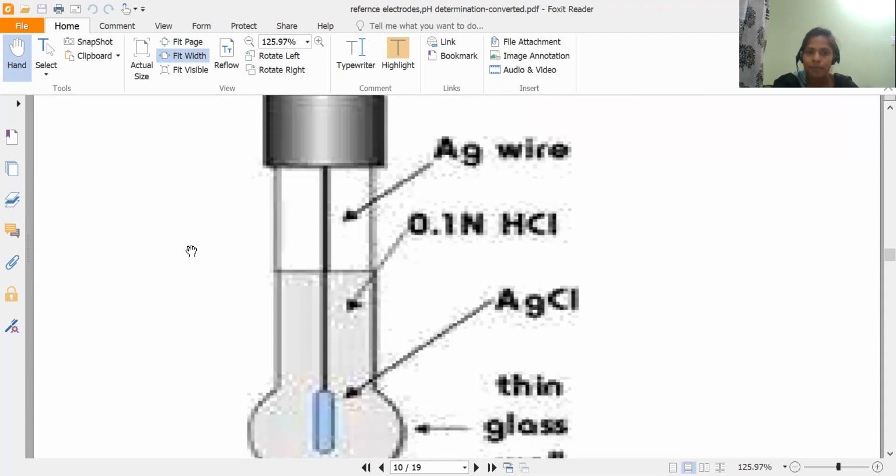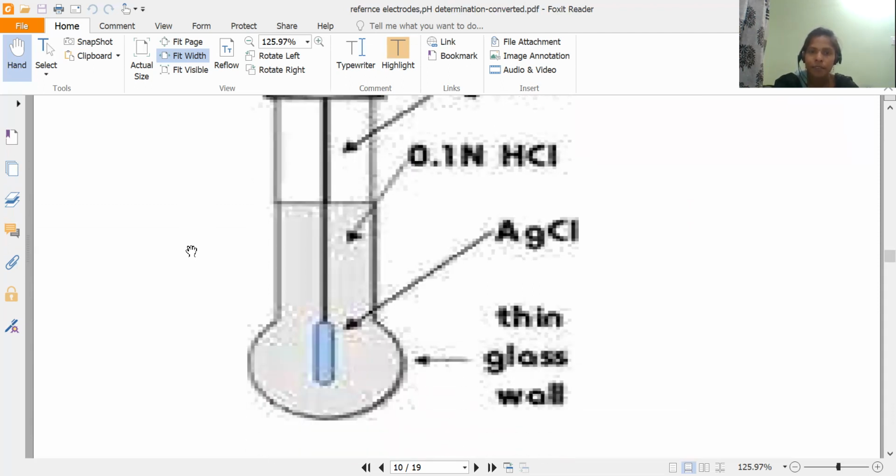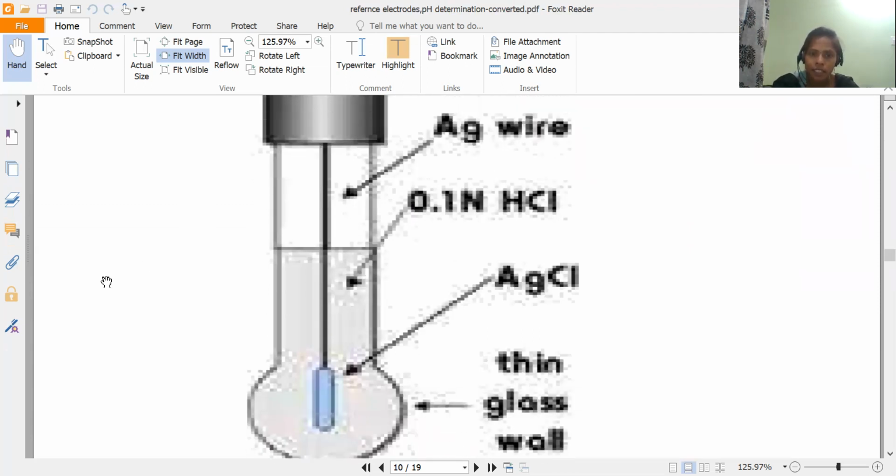And this is the glass membrane. See here, this is a special type of glass. Inside that we have the silver chloride electrode, and the entire tube is filled with 0.1 normal hydrochloric acid. And this glass is acting as the external reference electrode, and this is acting as the internal reference electrode.